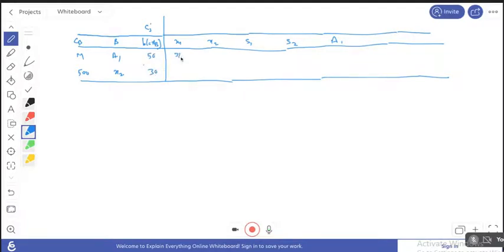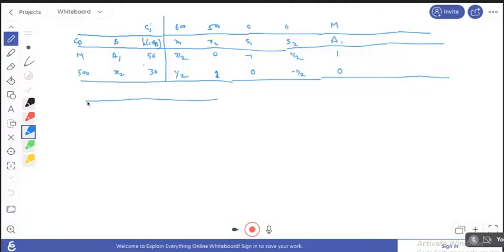This is 3 by 2, 0, minus 1 by 2, 1, and in the second row this is half, 1. This is your key element. We make that 1 by using the row operator, and this is 0, minus half, and 0. The cost is 600, 500, 0, 0, and big M.